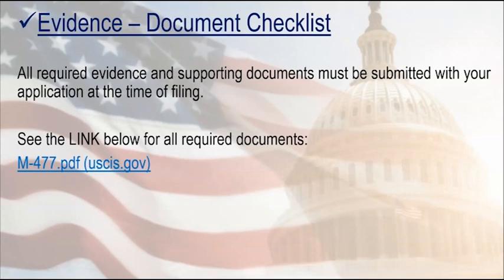Now, let's look at the evidence. Document checklist. All required evidence and supporting documents must be submitted with your application at the time of filing. That may include a copy of your green card, a copy of divorce papers, or a copy of your children's birth certificates. Immigration will ask you to submit those documents.